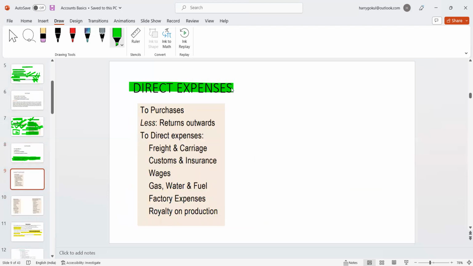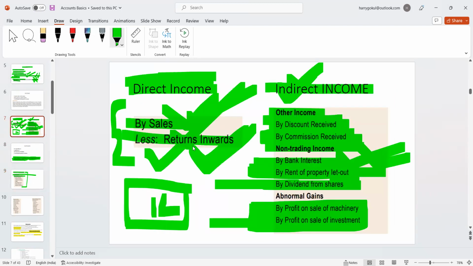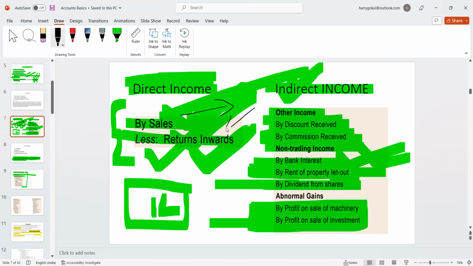Okay. What are direct expenses? Those directly related to the business activity. I purchased the product. Yes, it's directly related to my business; it's the main objective of my business. I return something to someone, so it becomes less returns outward. Returns outward is different from returns inward. I sold a product, it went out, I made a sale. In this case, I sold a product, it went out, and the product has returned back to me. That's called returns inward.